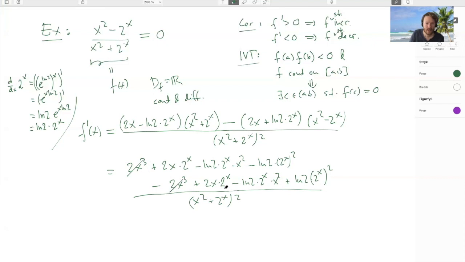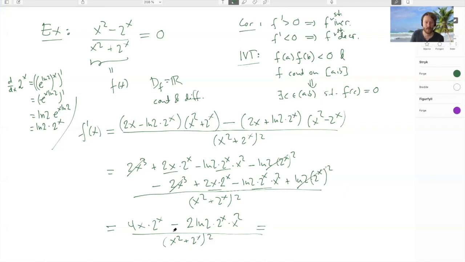This cancels against this, and this cancels against this. So what's left? Well, this and this doubles up, and this doubles up. So I get 4x times 2 to the x minus 2 ln 2 times 2 to the x squared divided by, well, the same thing as always.